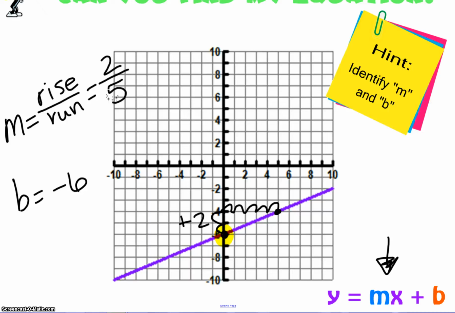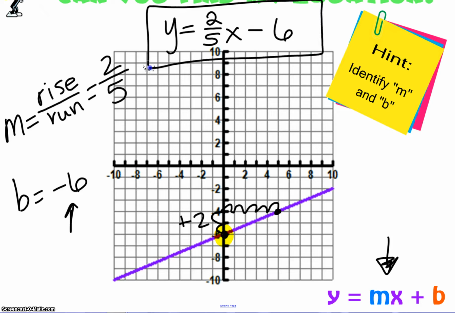So now that we have both things that we need, we can write our equation. Y equals, our m is 2/5 x, and then plus b, but our b is negative, so we're going to have -6. And then that is your equation.